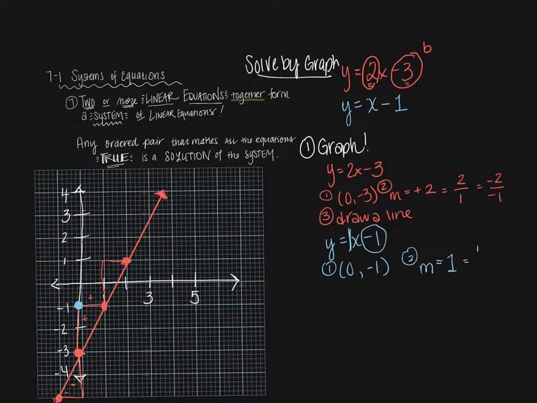which means it's a positive rise over a positive run, or a negative rise over a negative run. We're going to need to plot it both ways. So starting at my intercept, I'm going to go up 1 and over 1 to the right. And I'm going to go down 1 and over 1 to the left. And I'm going to do it again and again.